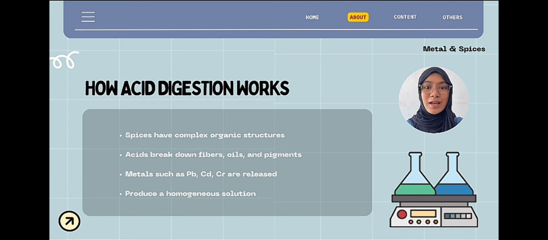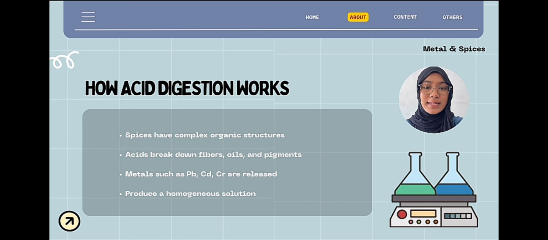So, this is how acid digestion works. Spices have a complex organic structure because they contain plant fibers, essential oils, and natural pigments. This structure makes the toxic metal found in spice difficult to detect if the analysis is done directly.